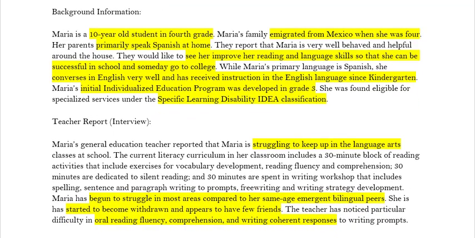So we have a note that Maria is struggling to keep up in language arts. Further, she's struggling in most areas compared to her same age emergent bilingual peers. The teacher also notes that Maria has started to become withdrawn and appears to have few friends.